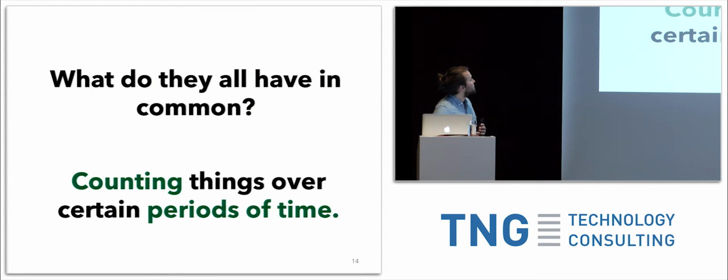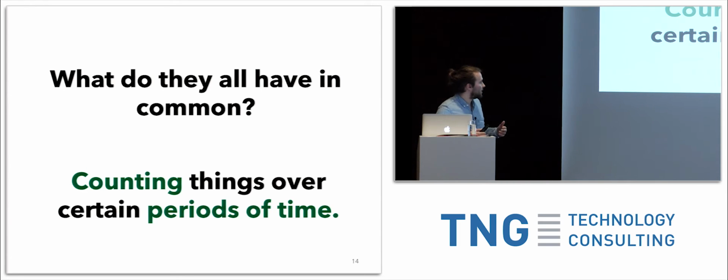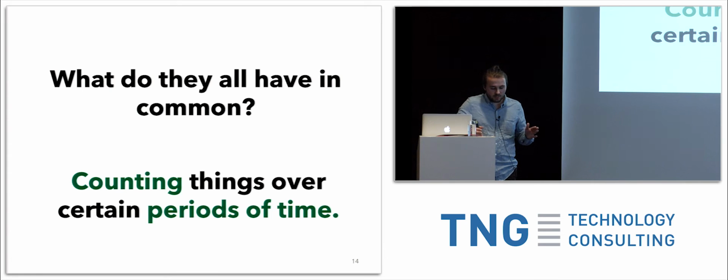So what do all of these cases have in common? I'm simplifying quite a bit here, but in the end, what they have in common is that they count events or things occurring over certain periods of time. The problem in streaming is that because of this infinite data, you can't really wait for the data to be finished and then say, I saw 5 user interactions, because it's infinite.